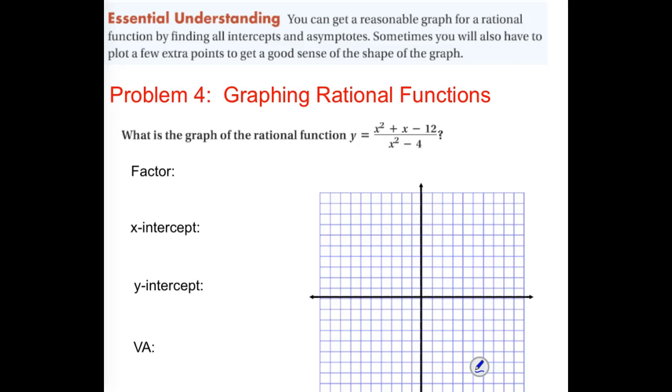How does the numerator factor? Denominator? All right, so we have everything factored.